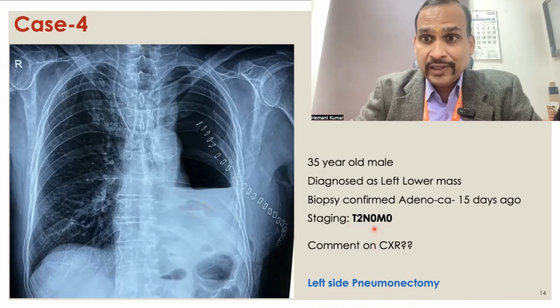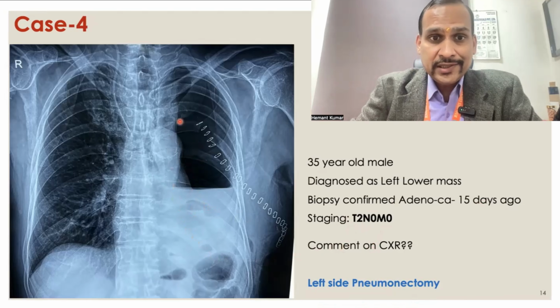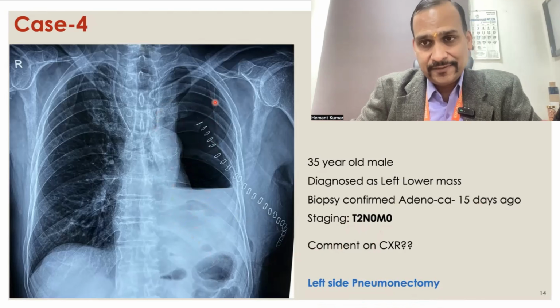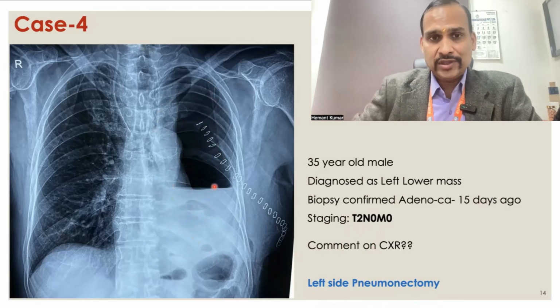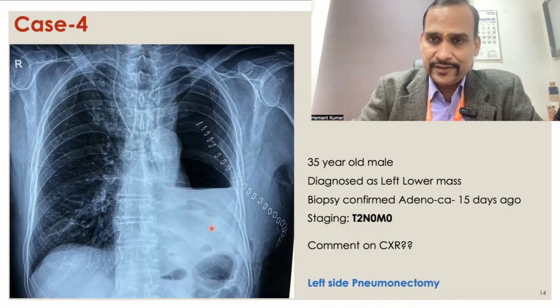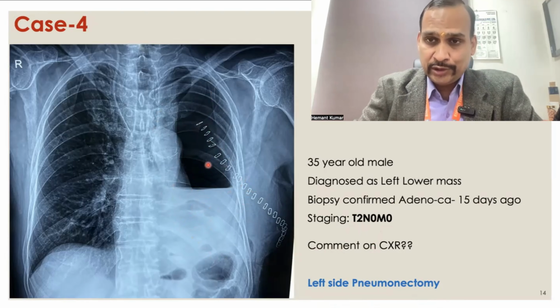Because of the lung mass, it is a curative surgery for the lung mass. So the whole lung was taken out. So no lung is here. Okay, and you can see the suture line very well. Can you see this stapler? So this is left side pneumonectomy.